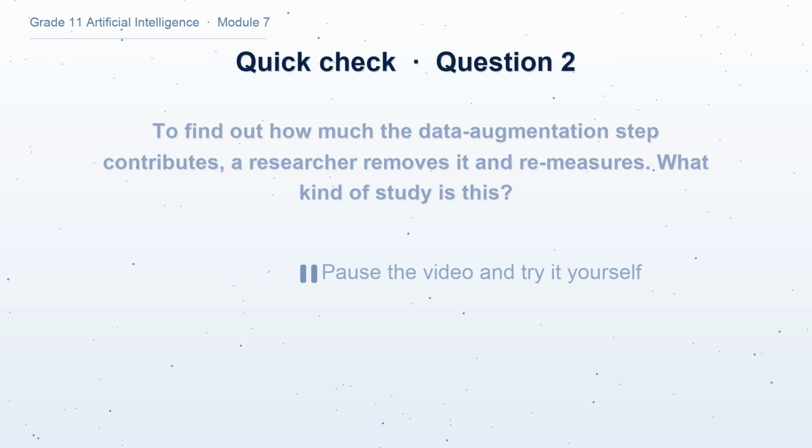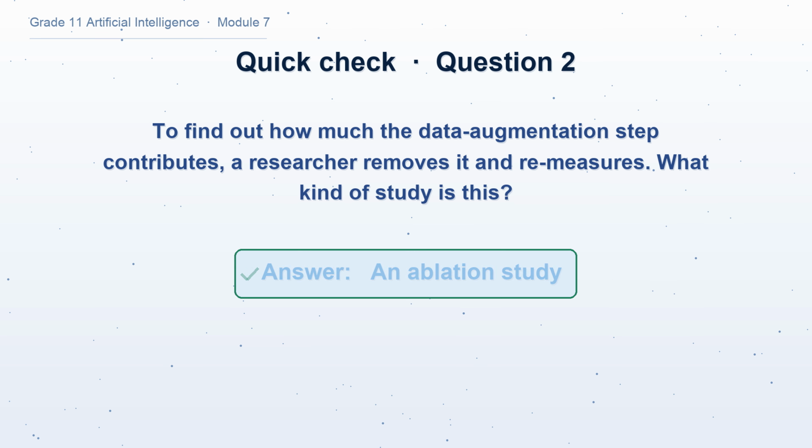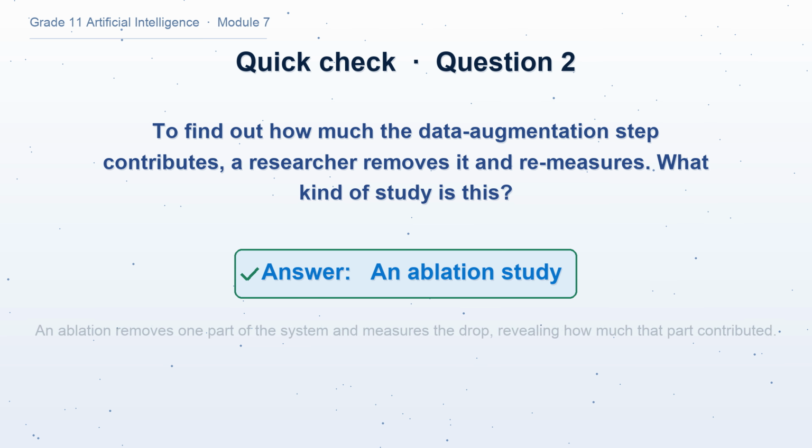Question 2. To find out how much the data augmentation step contributes, a researcher removes it and measures the result again. What kind of study is this? Removing one part and measuring the drop tells us how much that part mattered. This is an ablation study.